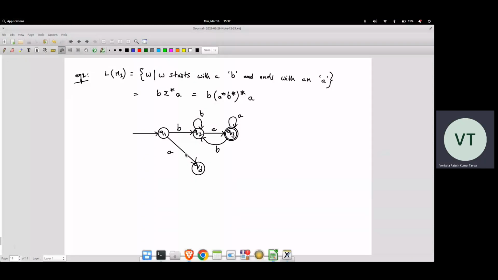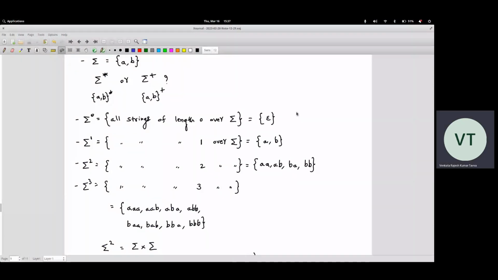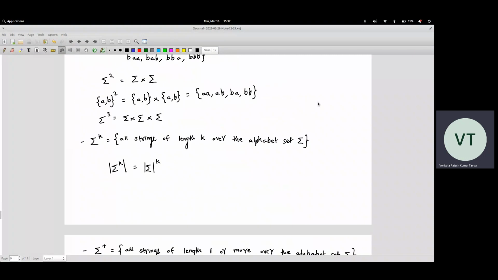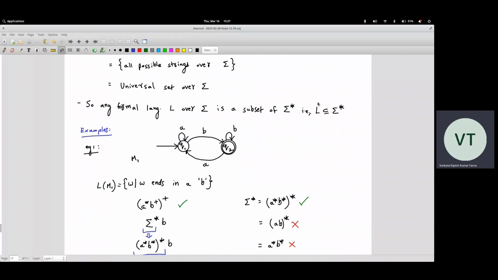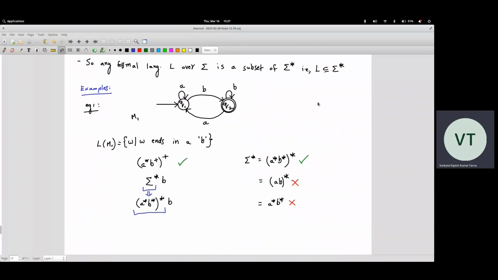Last lecture, we looked at sigma, powers of sigma, sigma star, sigma plus, etc. And then we also looked at a couple of machines, a couple of finite state automata, which accept languages which involve sigma star as a regular expression, right?